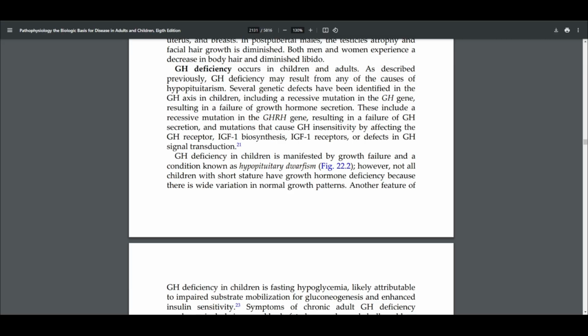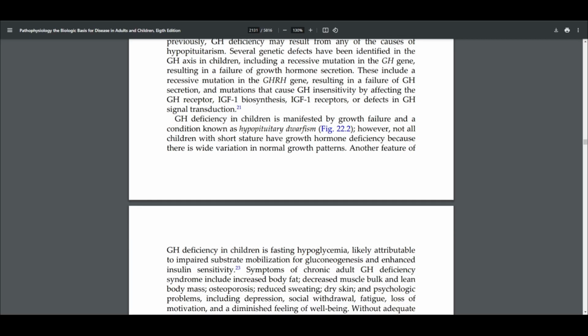Several genetic defects have been identified in the growth hormone axis in children, including a recessive mutation in the GH gene, resulting in failure of growth hormone secretion. These include a recessive mutation in the GHRH gene, resulting in a failure of GH secretion, and mutations that cause GH insensitivity by affecting the GH receptor, IGF-1 biosynthesis, IGF-1 receptors, or defects in GH signal transduction.